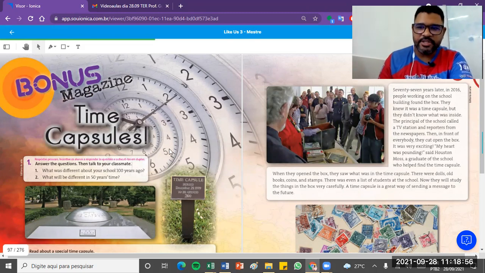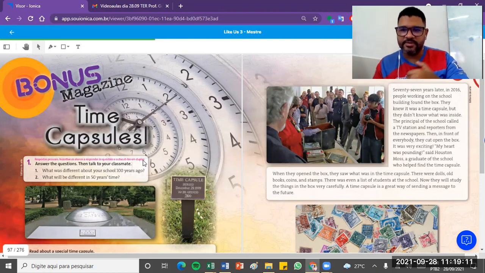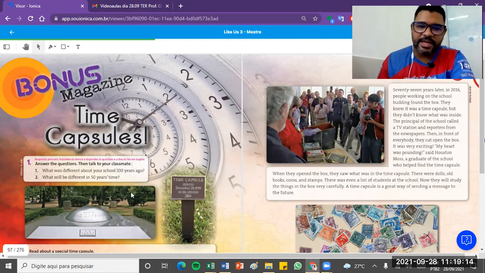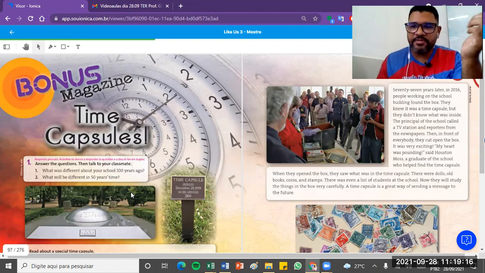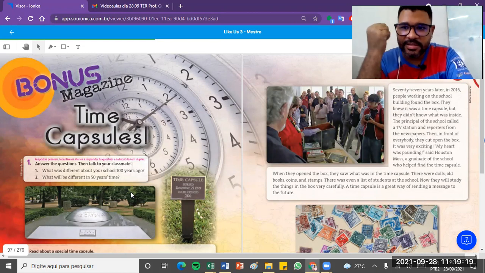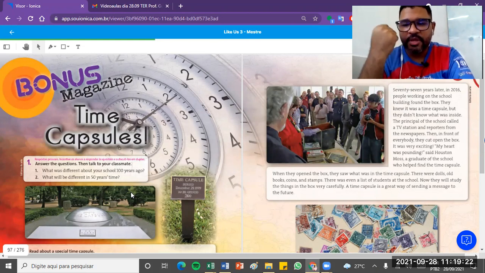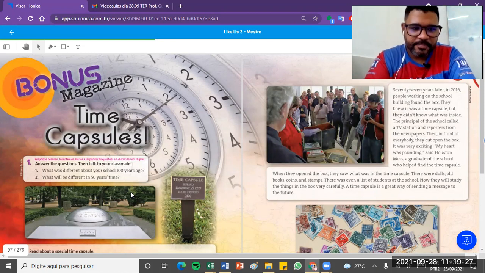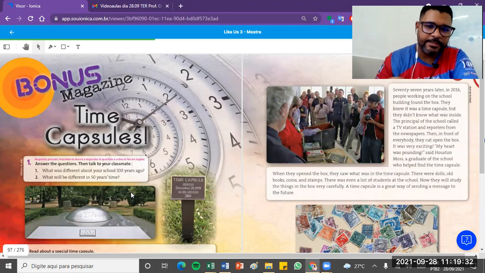So we have some questions beforehand. What's the difference about your school 100 years ago? What will be different in 50 years' time? Qual é a diferença da sua escola 100 anos atrás? E em que ela será diferente em 50 anos à frente? So it's just a guessing thing. If you don't know actually what is the real difference, you can just guess, all right? Se você não sabe a real diferença, você pode só chutar, imaginar.